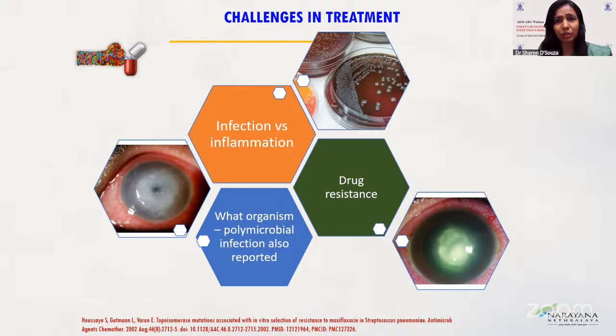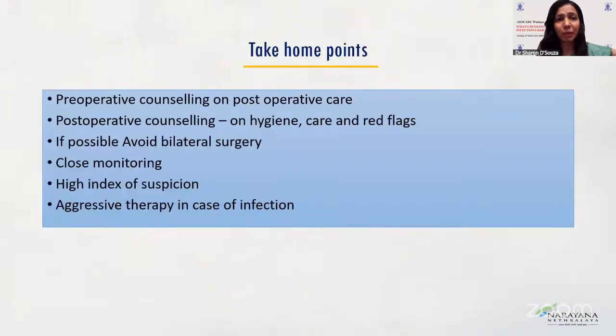So in these cases, there are a number of challenges. One is, of course, the first decision is whether it's infection or just an inflammation. We know we have to find out what organism is present, because as we saw, there can be a lot of different infections that may be present, and you can also get a polymicrobial infection. And now we also have to deal with the problem of drug resistance, because more and more of the bugs that we have are resistant to our regular medications.